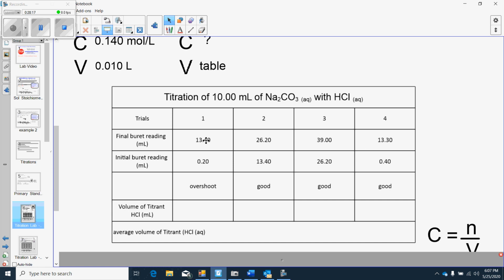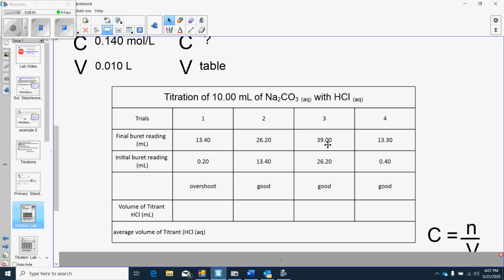So for her first trial, she started at 0.2. Remember, they start at 0 and go down to 50. She started at 0.2, and she went all the way down to 13.40. Her second trial, she started at 13.40, right? And she went down to 26.20. Her third trial, she started at 26.20, and she went down to 39.00.